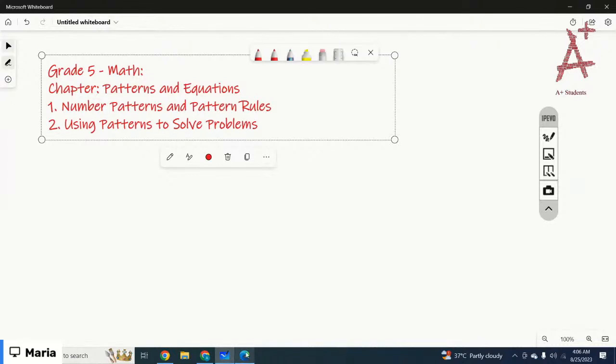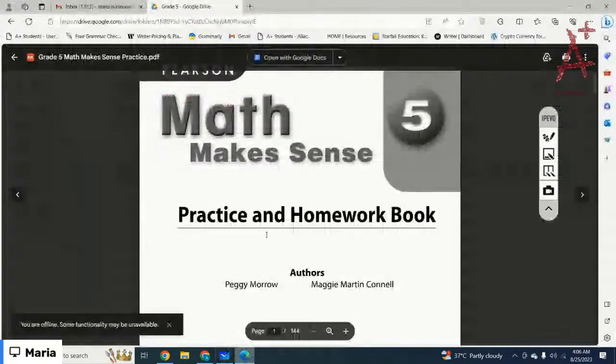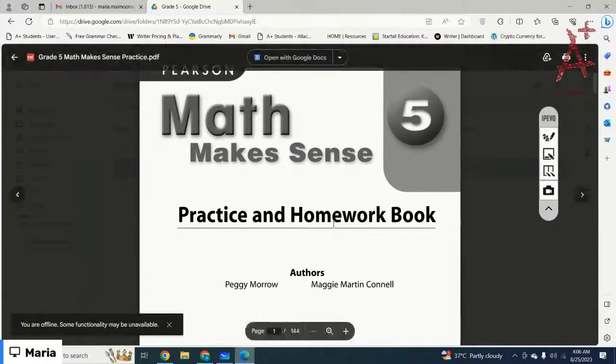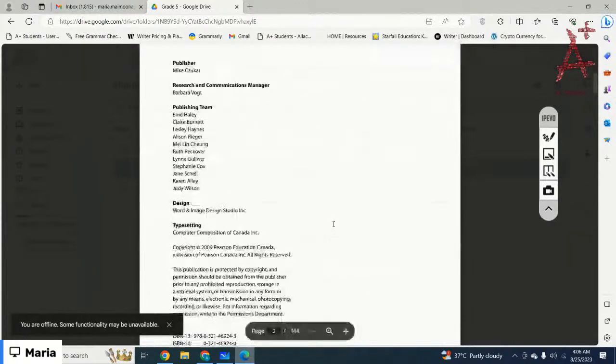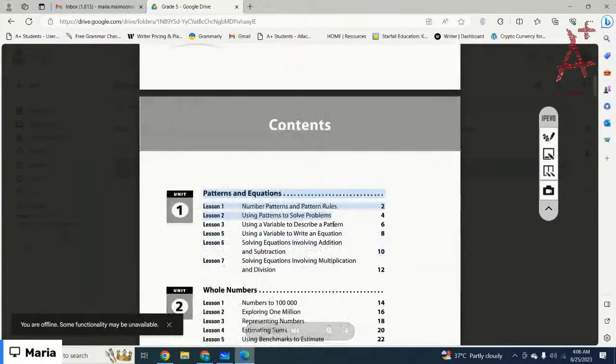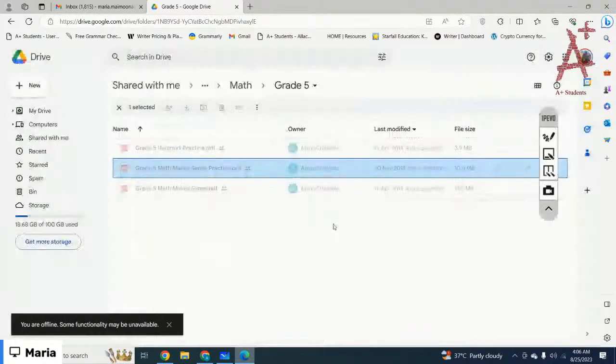So today we're going to start with the book. Here is the book Math Makes Sense Grade 5. So let's just start with the book. We're going to start with the very first chapter, that is Patterns and Equations, and the lessons we're going to cover are number patterns and pattern rules. Then we'll start with lesson 2, that is using patterns to solve problems. Okay, let's just start with the book.